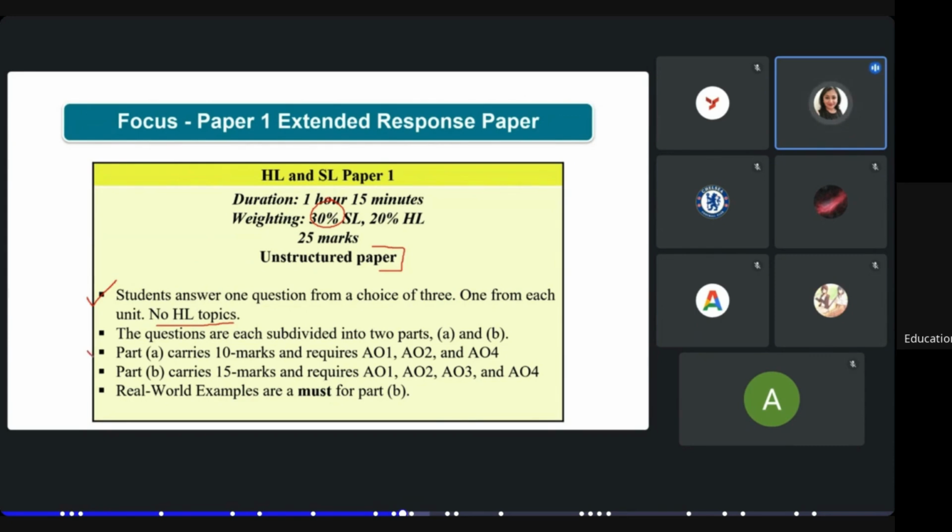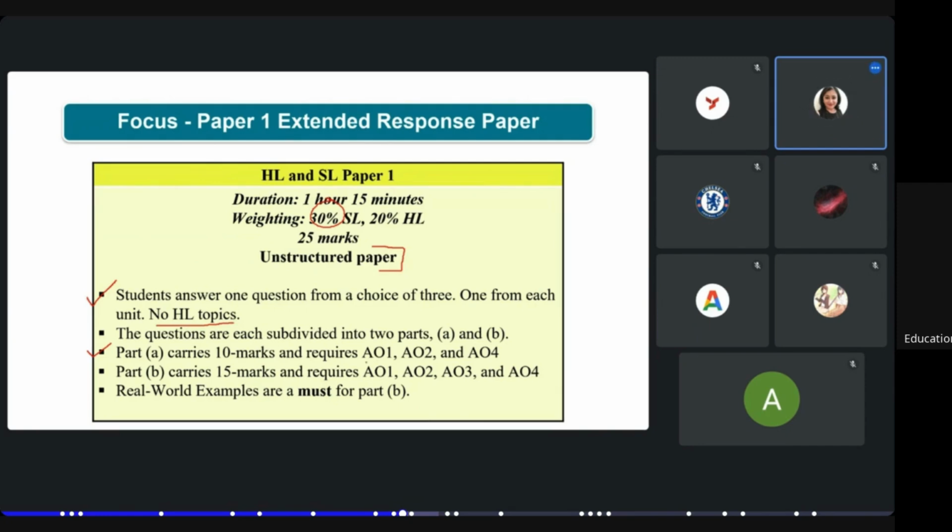Part A is a 10 marker. Here you're following only the DEED elements, which is giving the definition, explanation, and example, a hypothetical example, and a diagram. Here we are not looking for real life examples. However, if you give a real life example, good. Even if you give a hypothetical example, good enough, no problem.